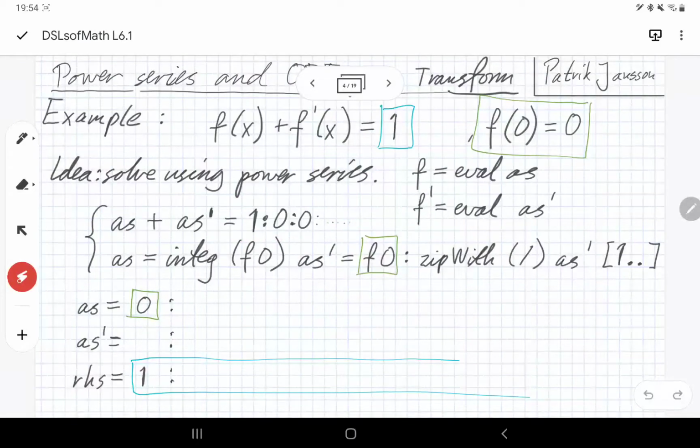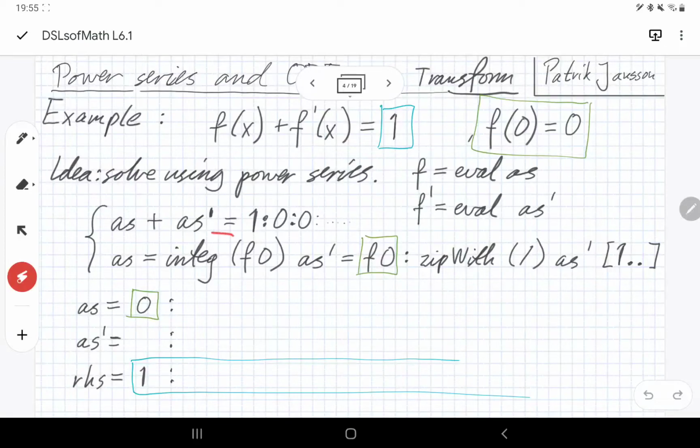The other equation, because now I introduced two free variables here, as and as prime, is relating those two. So actually we know that the function f, if it is coded as as, is the integral of as prime. And remember, when we defined the integral, we said we have to supply also the 0th order term, the constant term. But we computed that to be f of 0. So as we know the side condition, what f of 0 is, we can insert this as the first argument to integ. So this means that even though we have two lists of coefficients, one is actually computed from the other.